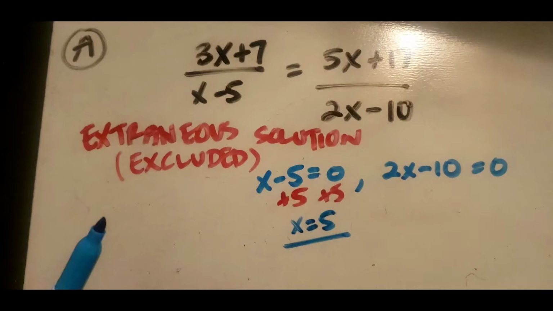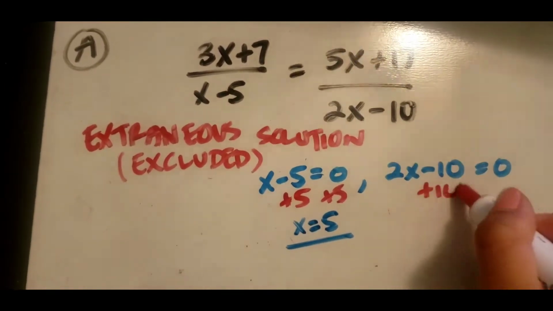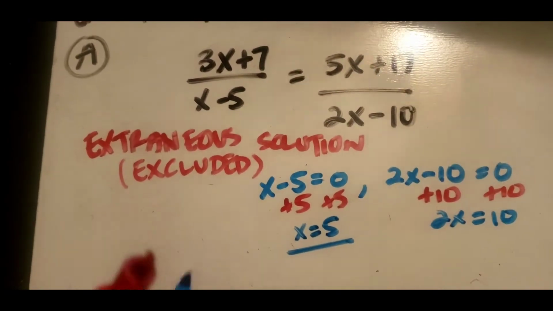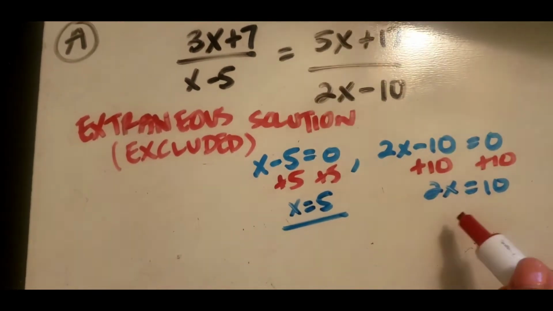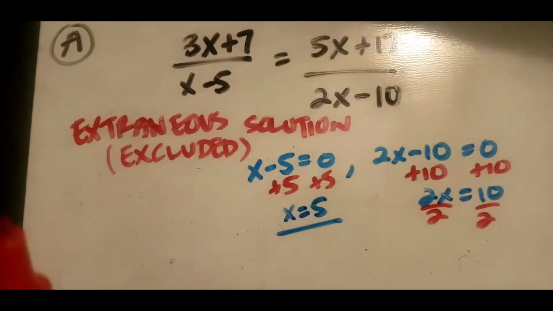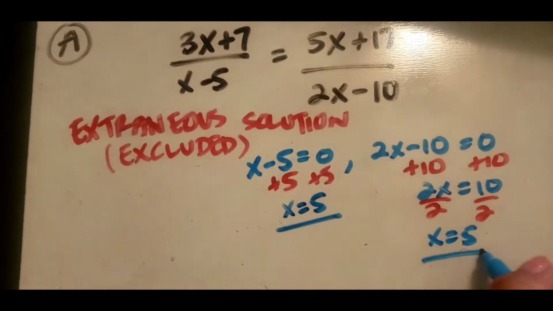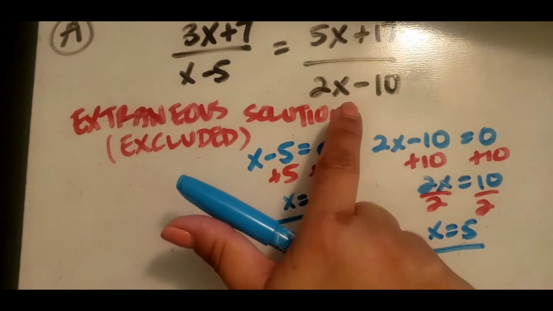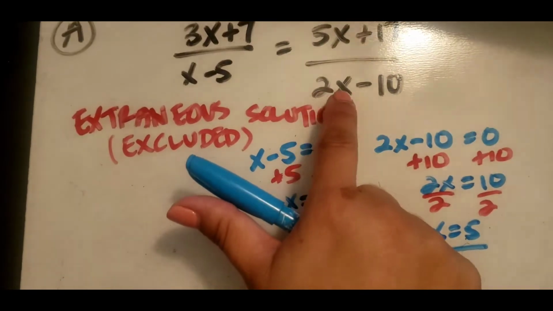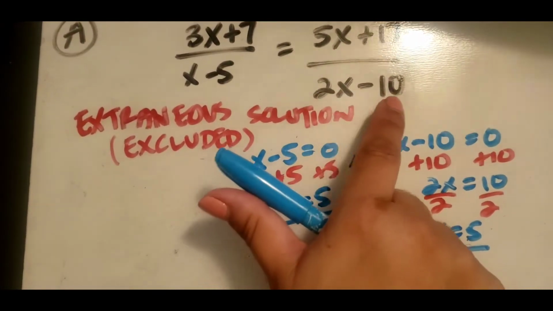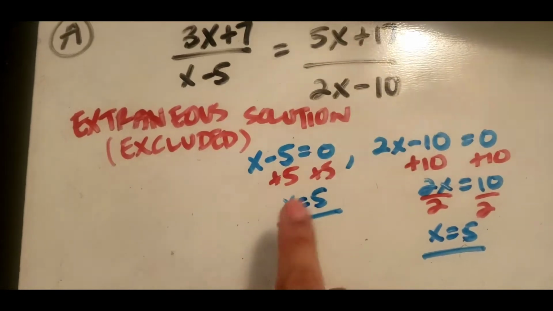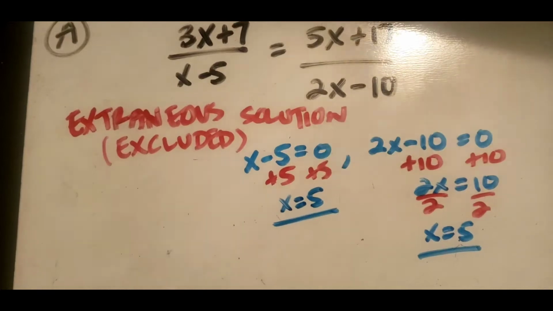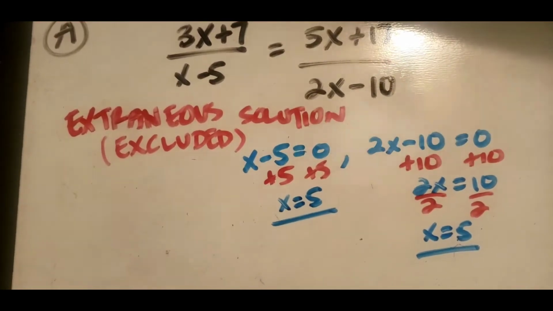And in this one, in order for us to solve for x, we would add 10 to both sides, and then we would end up with 2x equals 10, and then of course divide by 2. And then we would end up with x equals 5. So notice it's the same, okay? So same thing here. If we were to make x 5, we would get 2 times 5, which is 10. 10 minus 10 is 0. So again, looks like we only have one value, okay? Our extraneous solution can never be 5, okay? x should never be 5, okay? So that would be our excluded value.